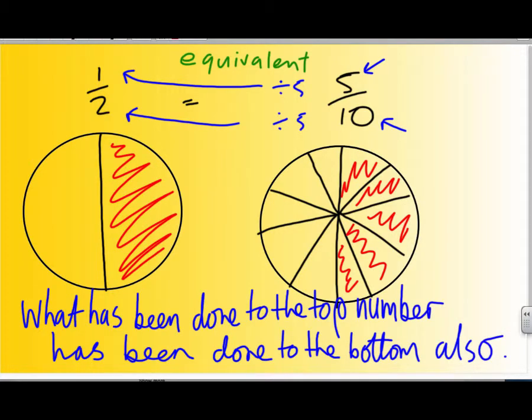Look, another way of saying this is what has been done to the top number has been done to the bottom also, right? So 5 has been divided by 5 to get 1. 10 has been divided by 5 to get 2. Or 1 has been times by 5 to get 5. 2 has been times by 5 to get 10. Let's get away from the picture and see if doing it with just some fractions without pictures helps.